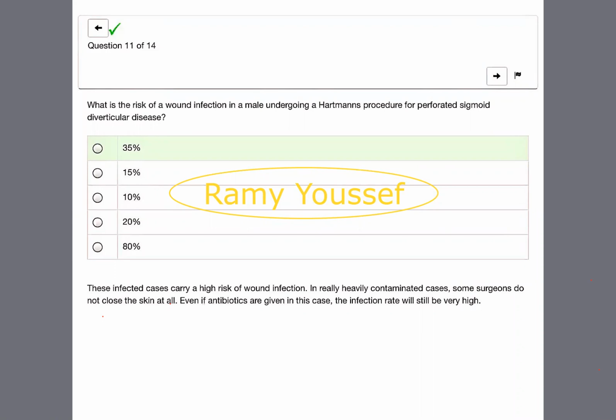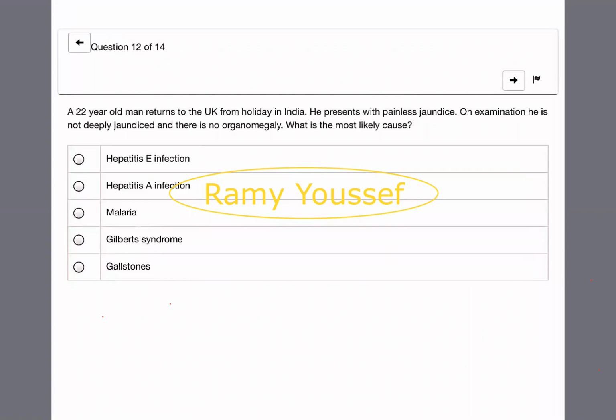Next question. Dr. Edogs. A 22-year-old man returned to the UK from holiday in India. He presents with painless jaundice. On examination, he is not deeply jaundiced, and there is no organomegaly. What is the most likely cause? Hepatitis E infection, malaria, Gilbert syndrome, gallstones.